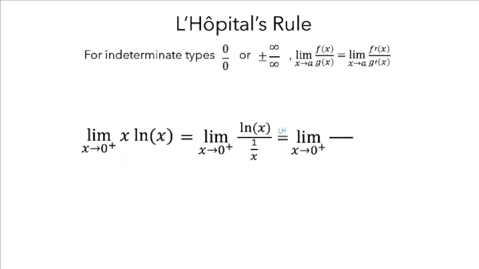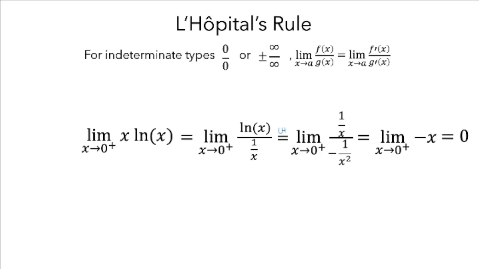The derivative of the numerator is 1 over x, and the derivative of the denominator is negative 1 over x squared. This looks a bit complicated at first, but if you multiply the numerator and denominator by the reciprocal of the denominator, this simplifies to just the limit as x goes to 0 from the right side of negative x. And this limit is equal to 0.